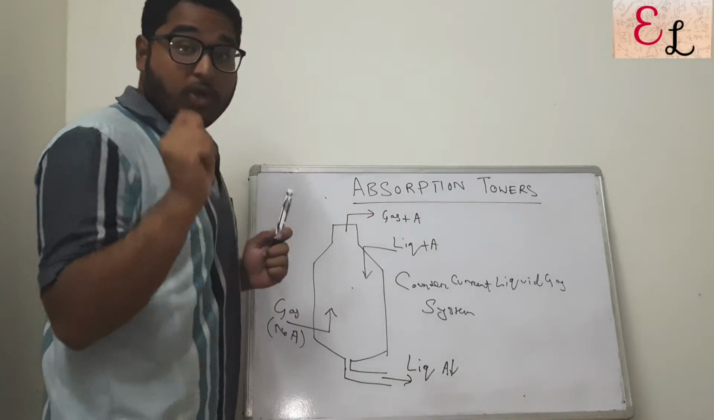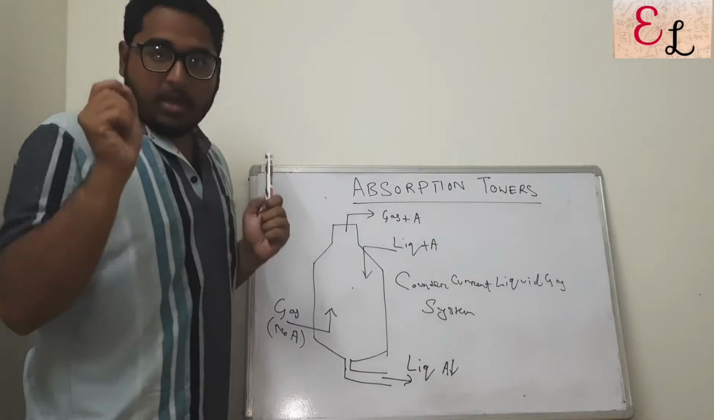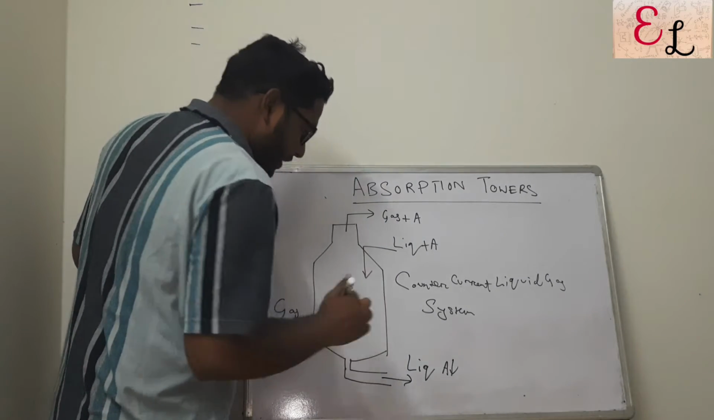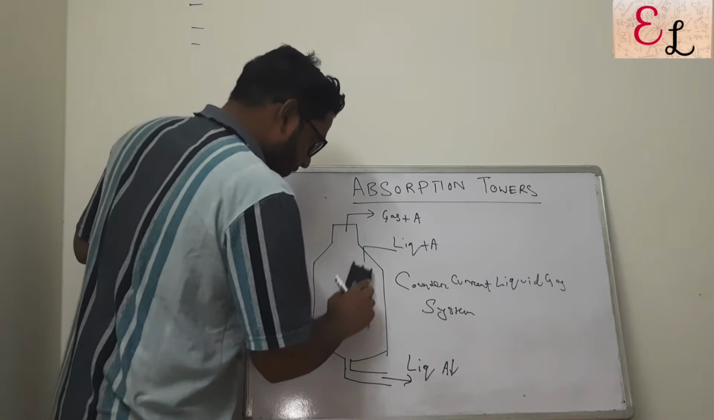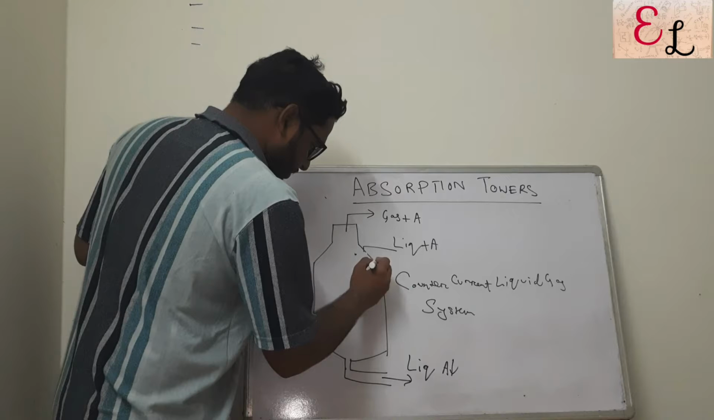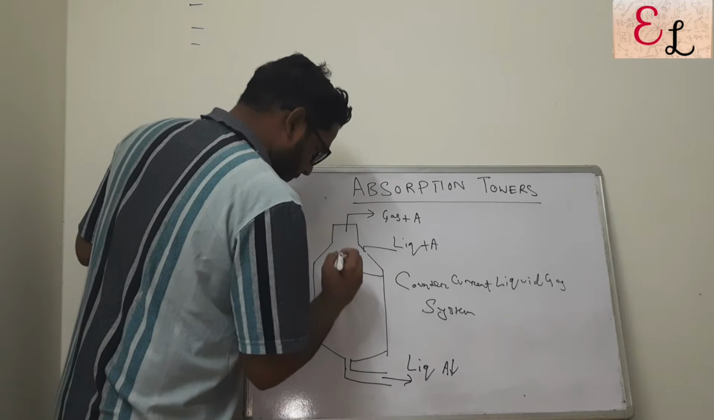Now talking about the first type of absorption tower, my dear friends, the tray tower. What does a tray tower look like? A tray tower looks something like this. Supposedly this is my first tray.